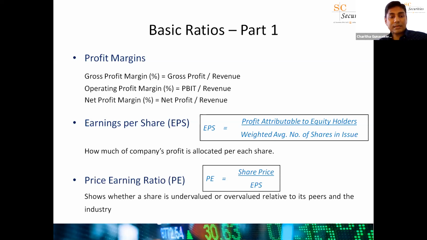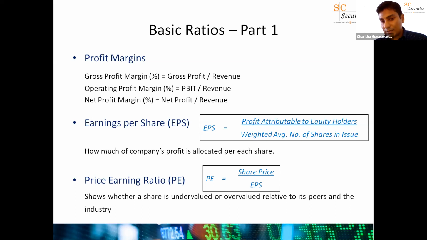Then the third one we discuss is the price earnings ratio, commonly known as the PE ratio. So what does the PE ratio tell you? How do you calculate it? You divide the share price by the earnings per share. Now we discussed how to calculate earnings per share.